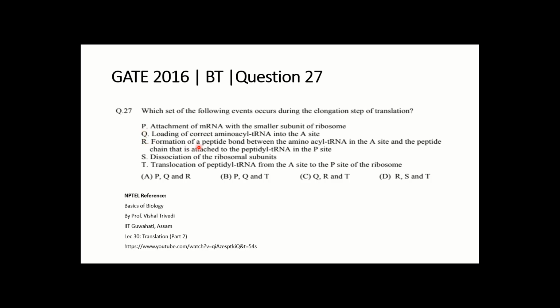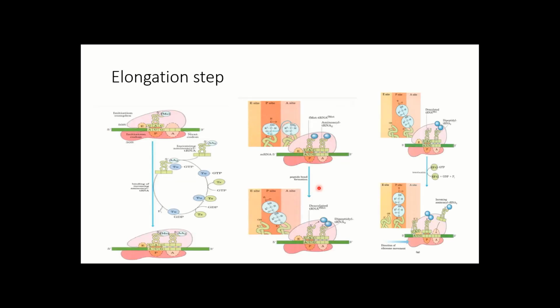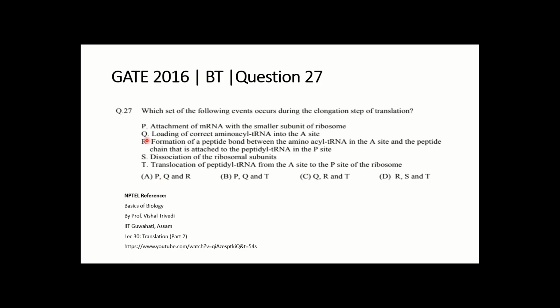After that, formation of a peptide bond between the amino acid tRNA in the A site and the peptide chain attached to the peptide tRNA in the P site. That's true because the peptide bond will be formed between the peptide tRNA attached to the P site and the newly incoming amino acid tRNA attached to the A site, right? So this option R is also right. Option S, dissociation of the ribosomal subunit, is not true because this happens in the termination stage of translation, not in the elongation step.